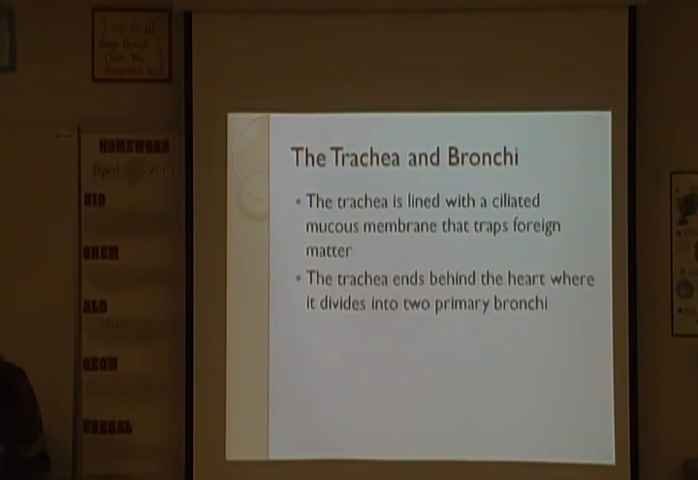Okay, anyway, the trachea does end behind the heart, and then it divides into the bronchi. The bronchi, by the way, are not the same size, and they don't branch at the same angle either, because on the left side is where your heart is located, so it angles slightly differently, and it's a different length than the one on the right.